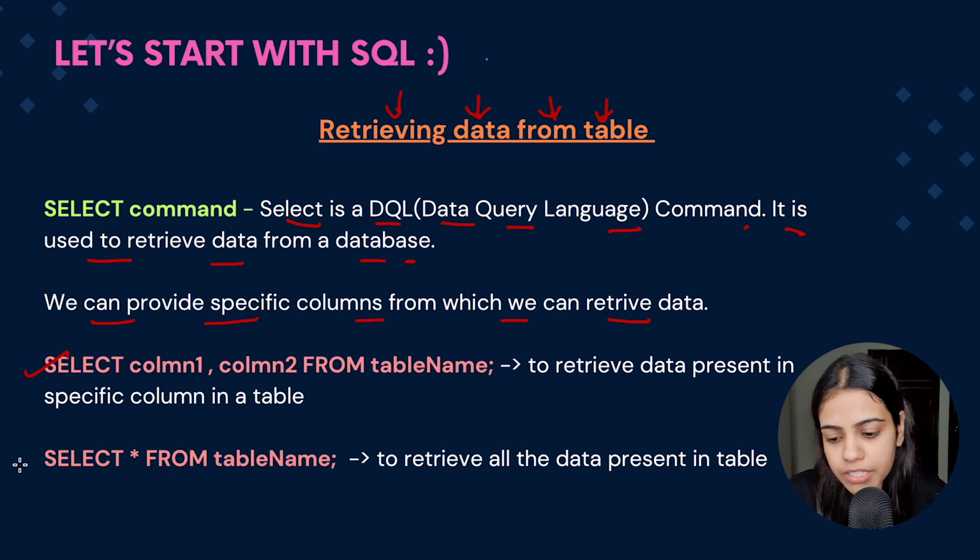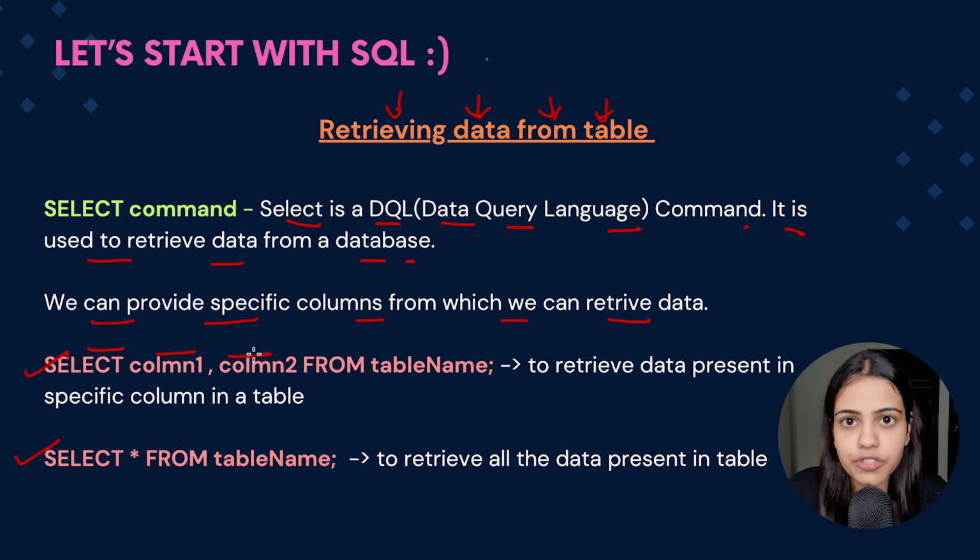So there are two queries which we can use. First one is select. Then we provide all the columns which we want to see. So we will provide column 1 name, column 2 name, and then we will provide from, and then the table name from which we want to retrieve the data. So it will retrieve the data present in specific columns in a table.